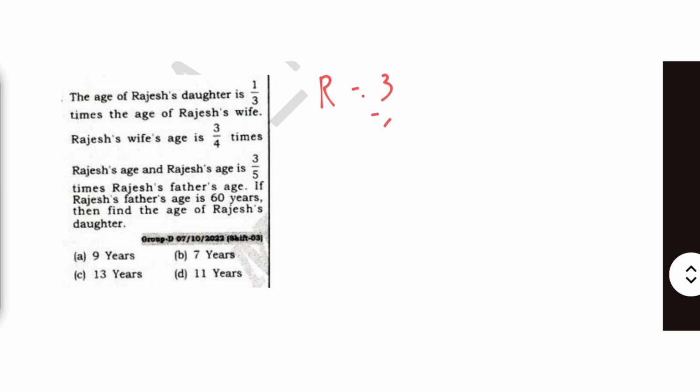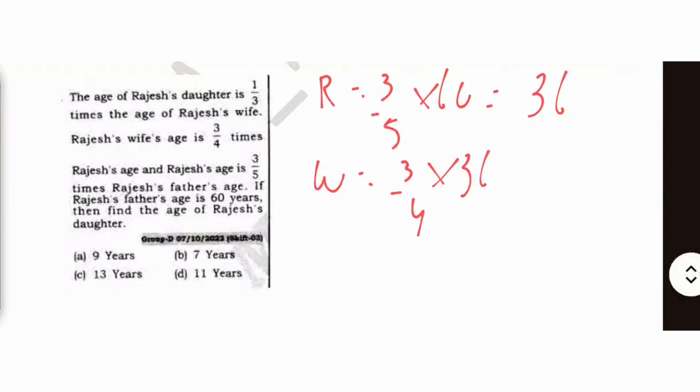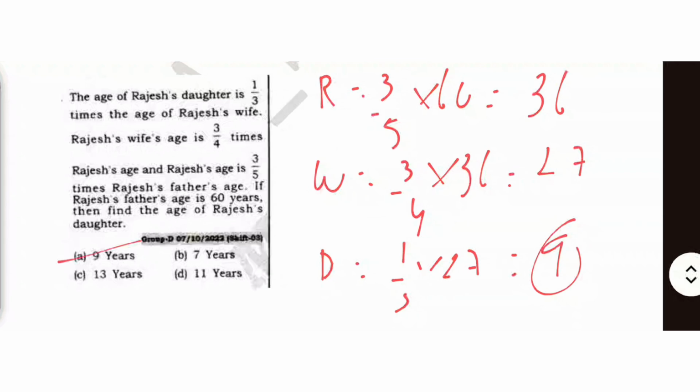He is nothing but 3/5 of Rajesh's father's age, that is 60. So 5 12s are 60, so 36. Rajesh is 36. Rajesh's wife is 3/4 of this 36, which is 4 nines are 36, and 9 threes are 27 years. And Rajesh's daughter is one third of this 27, which is nothing but 9. So what is the age of the daughter? 9 years. Simple.